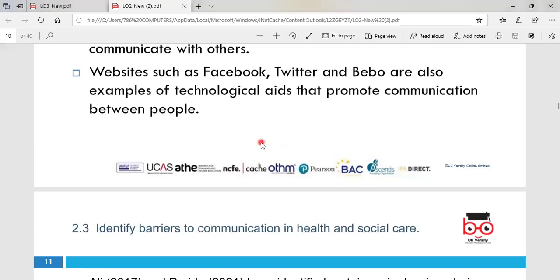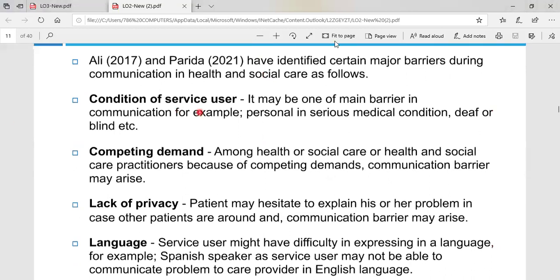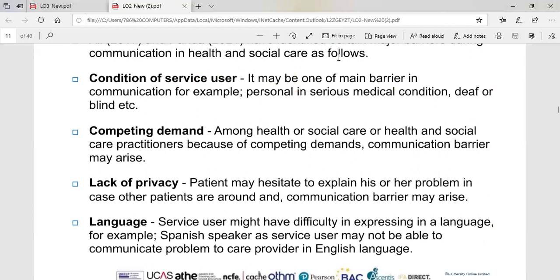Okay. I did not get any answer. So here are the different barriers that have been researched, and we've come up with some main barriers. There might be many other barriers also, but some of the main ones are, so let me have a look. Yes. The condition of the service user is very important. So what condition are they in? Do they suffer from a serious mental or physical condition that makes communication almost impossible for them?